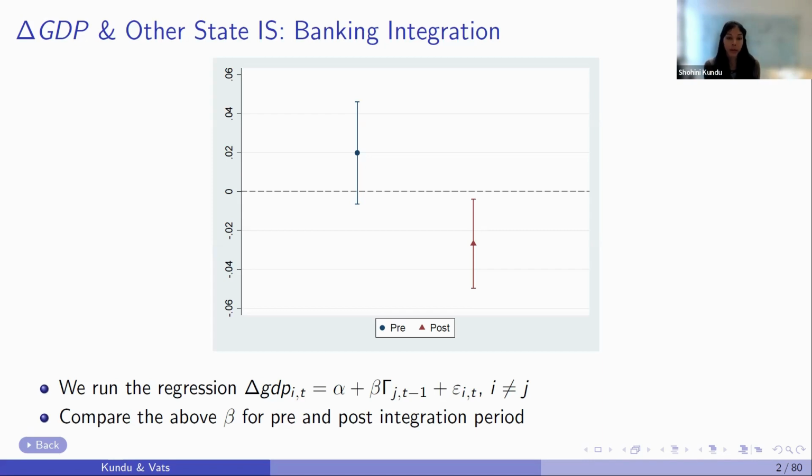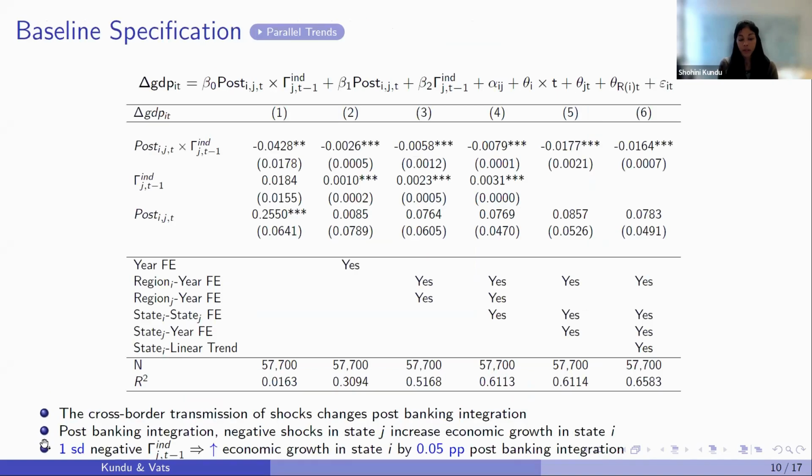So the goal of this paper is to attribute this changing relation over time to banking integration, and that's what I'll show next. In our baseline specification, we run a state pairwise regression of GDP growth in state I on the idiosyncratic shock in state J, a post dummy, which indicates whether the two states have integrated, and the interaction of these two variables, along with state and time fixed effects.